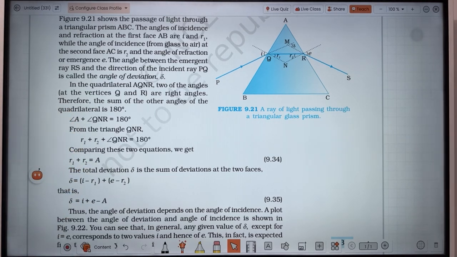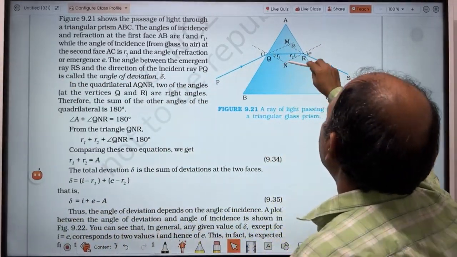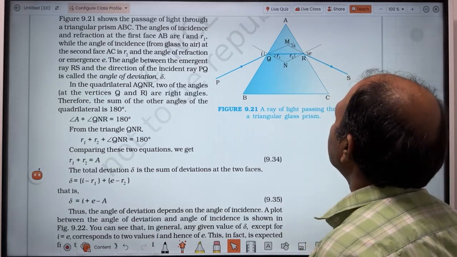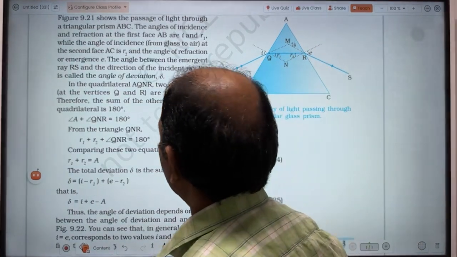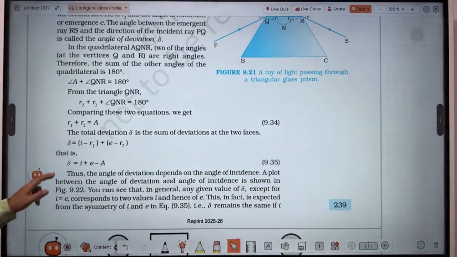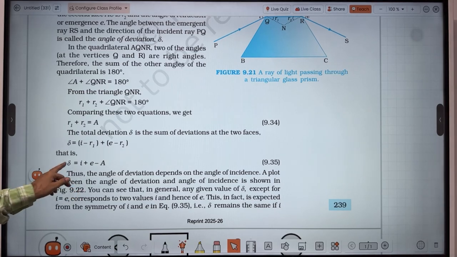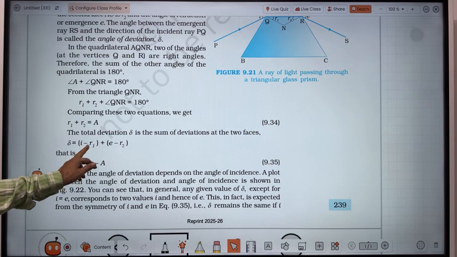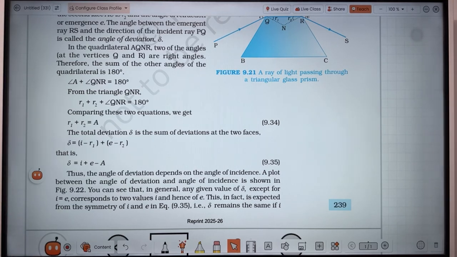Similarly, we can write the deviation by applying a formula. Here the external angle will be the sum of the two remote internal angles. So this angle, suppose we take x, this y, and then we evaluate. So delta will be I minus R1 plus E minus R2. And then finally it comes out to be delta equal to I plus E minus A, because from here we will get R1 plus R2 together with a minus sign, so A.